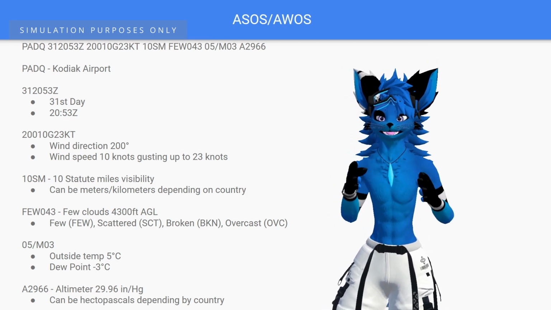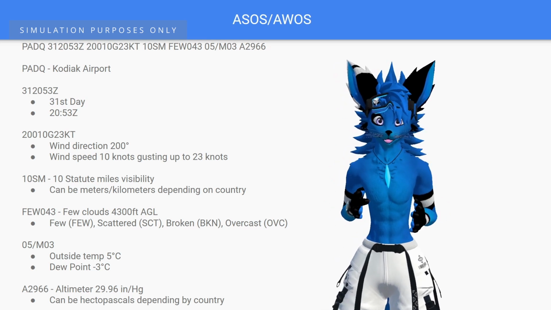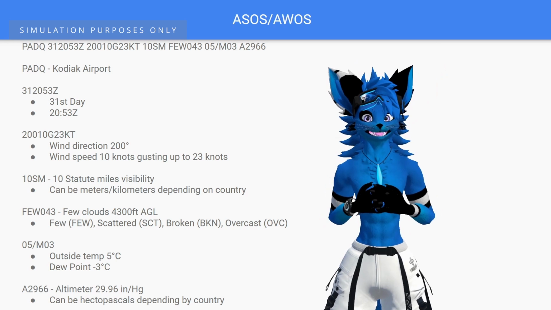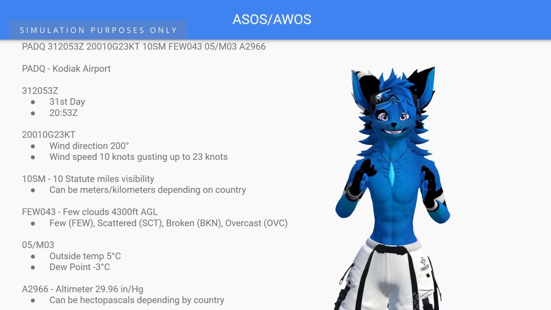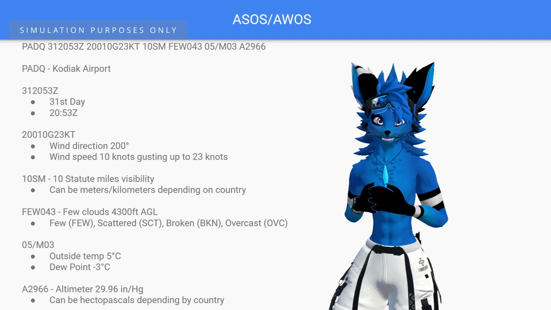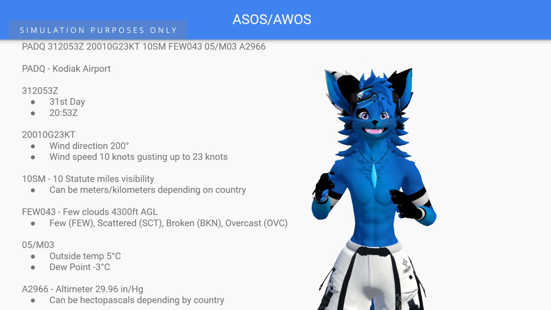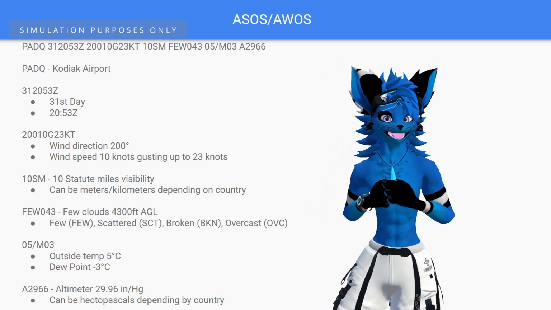Now, if you were to think of the wind direction in compass headings, north is 360, south is 180, east is 90, and west is 270. So the winds in this example are coming sort of from the southwest, and the speed is 10 knots, gusting to 23 knots. That means that the sustained wind is 10 knots, and it is gusting up to 23 knots. So it's a little windy at Kodiak Airport.